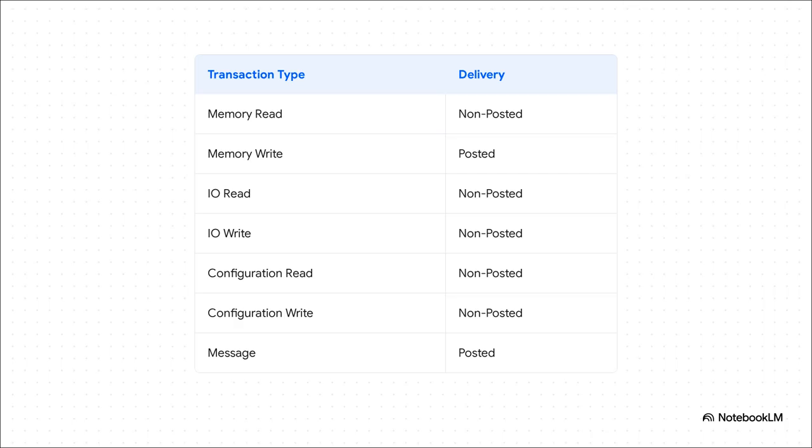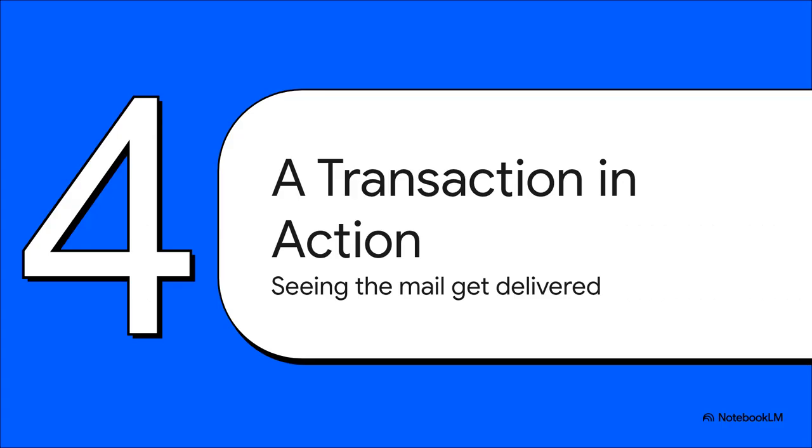And this is just brilliant. Check this out. This table shows you exactly when each one is used. A memory read, for example, is non-posted, which makes total sense, right? If your CPU is asking for a piece of data, it needs to know it actually got it. But a memory write, that's posted. Your system just blasts the data over to the drive and moves on, prioritizing speed above all else. It's such an elegant and efficient design. All right, Section 4, a transaction in action.